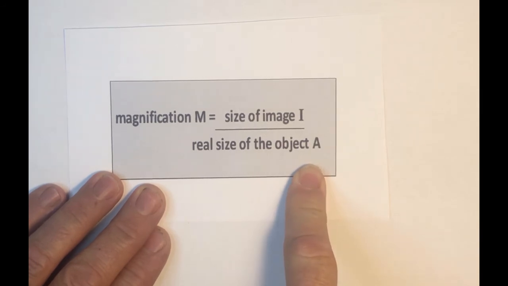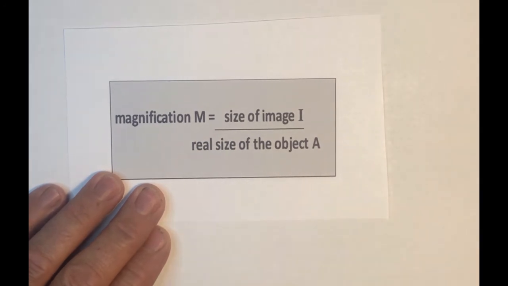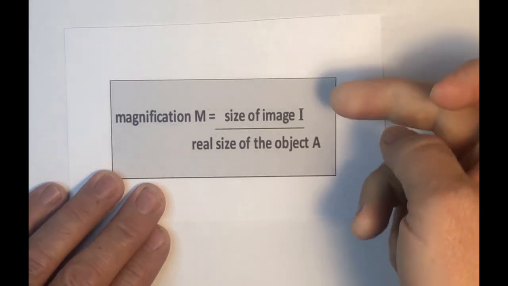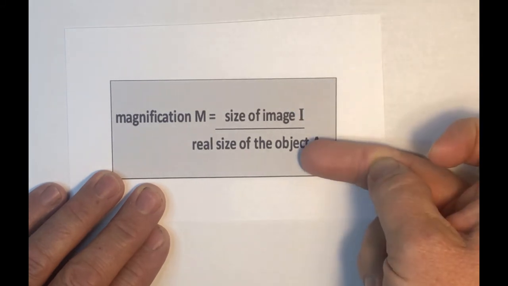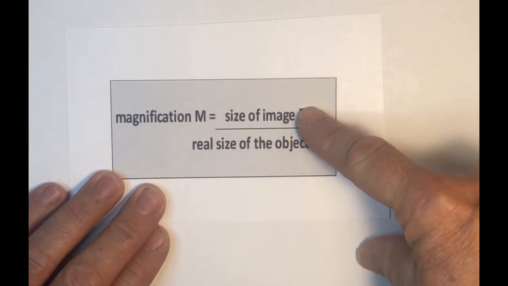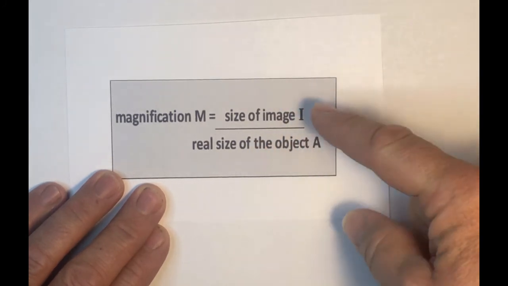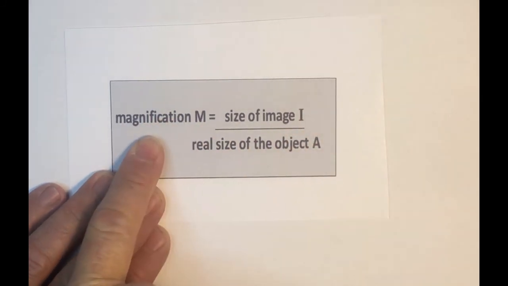You get given these numbers in your exam, or you might have to work out one of these numbers based on a scale that you might have. You'll literally divide the size of the image by the real size of the object. It makes sense because usually the size of the image is considerably bigger, and if you've got a bigger number on the top and a smaller number on the bottom, the magnification is going to be greater than 1.